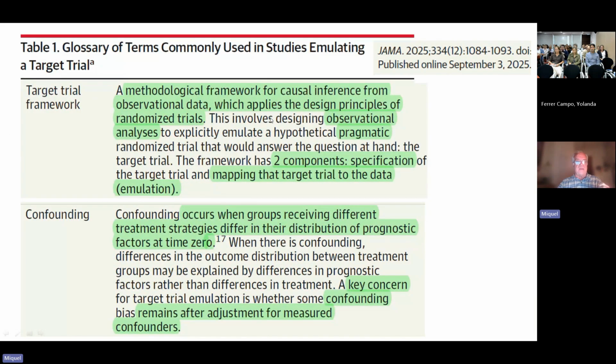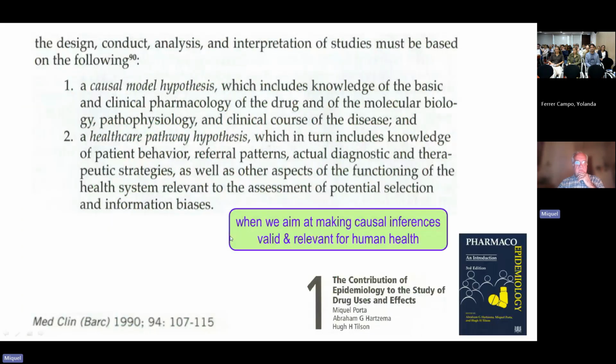Just in case, here you will find a definition, and also the many steps that you need to follow if you are pretending that your study is a study with observational data emulating a randomized trial. Please note that even the definition of confounding has this peculiar angle. It occurs when groups receiving different treatment strategies differ in the distribution of prognostic factors at time zero. I know that I have only 4 or 5 minutes left, Montse, so don't worry, because these are the final slides. I wish to connect what I said earlier, what Jamie Robins was saying earlier, with something that was always present in our articles, in our teaching, in our research.